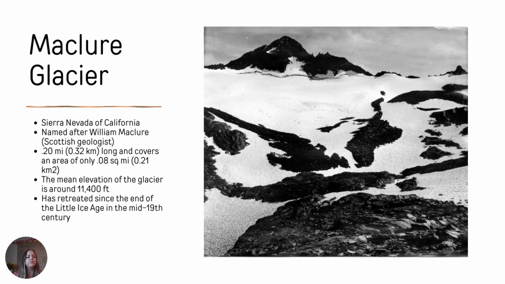It was named after William McClure, who was a Scottish geologist. This glacier is 0.2 miles long, and it covers an area of 0.08 square miles. So it's much smaller than those ice sheets we were looking at. The elevation here is a little bit steeper than the Lyell Glacier, so it's a lot harder to get to. There's not as many photographs of it. And again, it has also been retreating since the Little Ice Age.